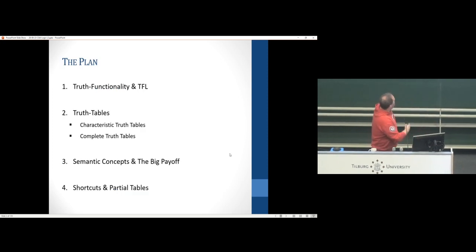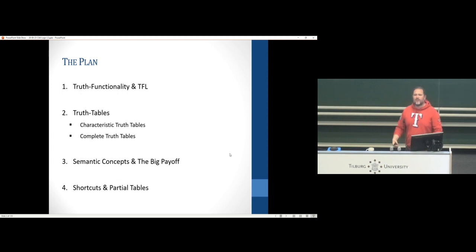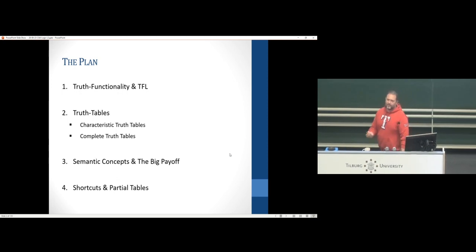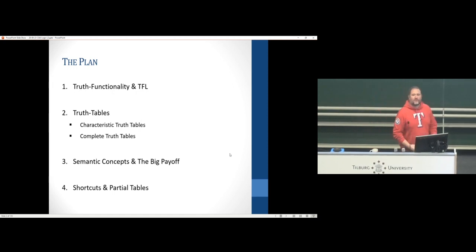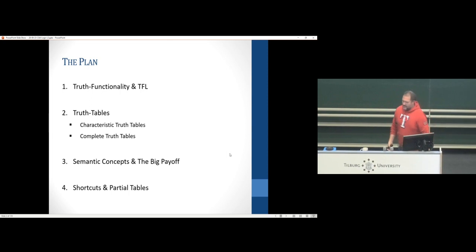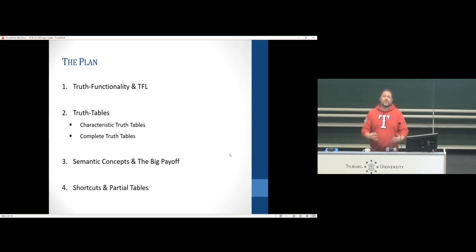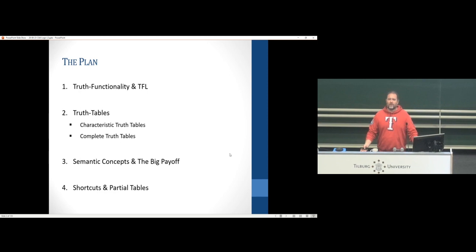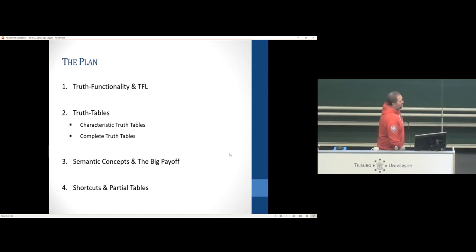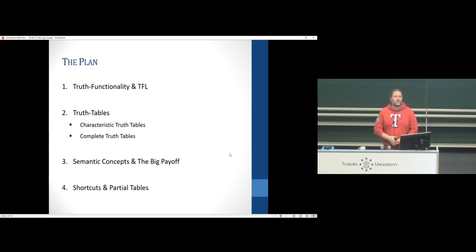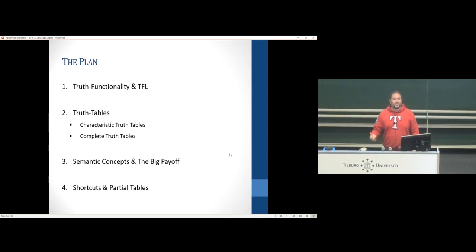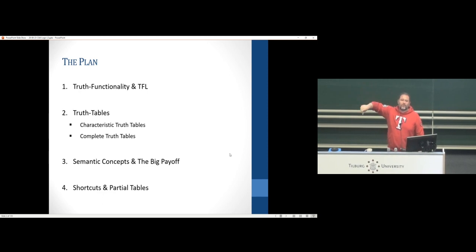More specifically, I want to start off by talking to you about the general idea of truth functionality. This is actually why our language is called TFL, right? It's truth functional logic. So I want to talk to you about what this notion is, why it's so important, and why our language is structured around this concept. Then, and this is going to be the bulk of the day, we're going to talk about truth tables. Truth tables are going to be the machinery that we use to evaluate when TFL sentences are true and false.